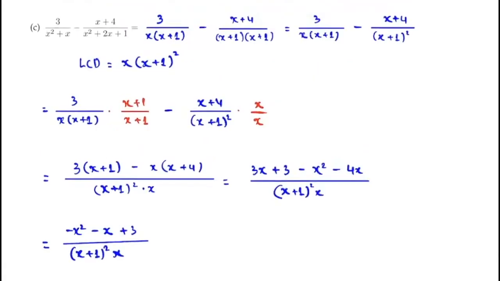Now we're going to do the conditions. Okay. So the condition is that x different from 0 and x plus 1 different from 0. So x different from 0 and x plus 1 different from 0 implies that x different from negative 1.